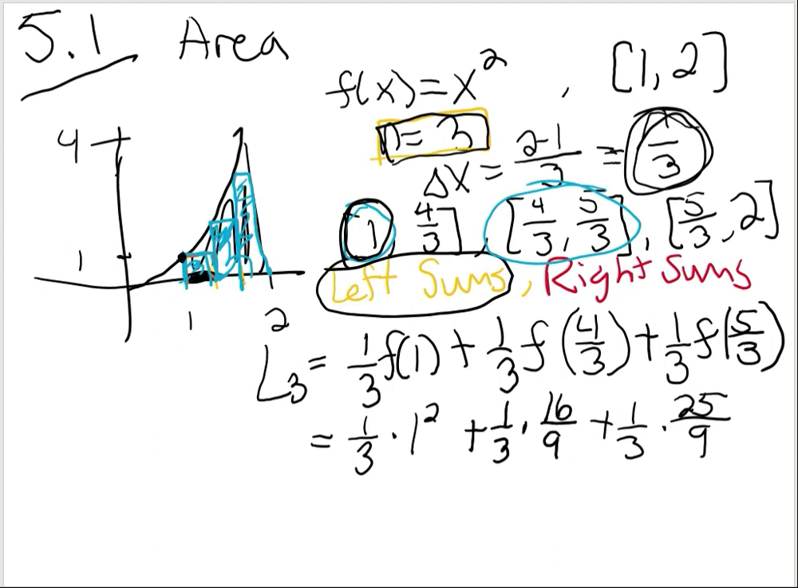And as a fraction, this is 50 over 27, or approximately 1.85. So that's the left sum. What about the right sum? How does this change?